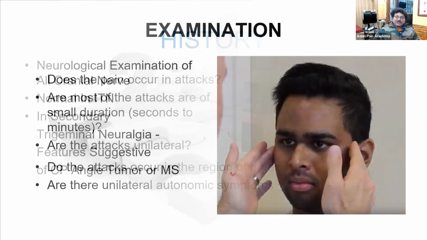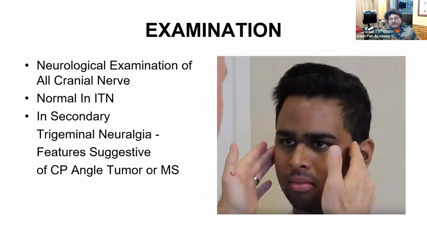Now, after the history, we should move to the examination. In examination, we have to do a thorough clinical examination of all cranial nerves, and the result will be normal in idiopathic trigeminal neuralgia. In secondary trigeminal neuralgia, features suggestive of a cerebellopontine angle tumor or of multiple sclerosis could be found.